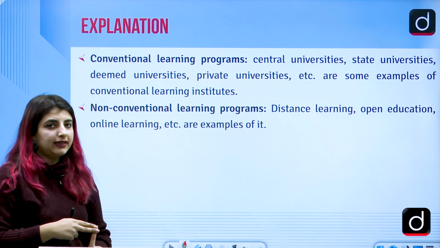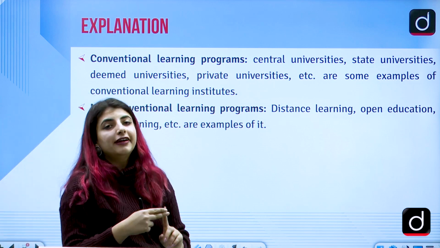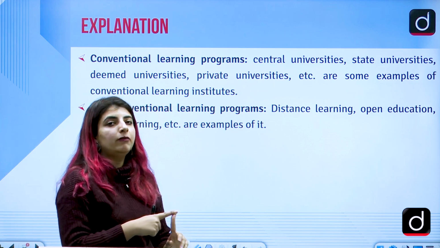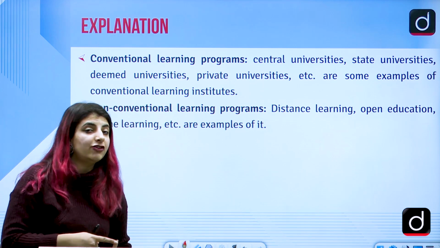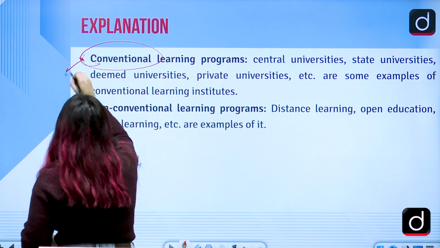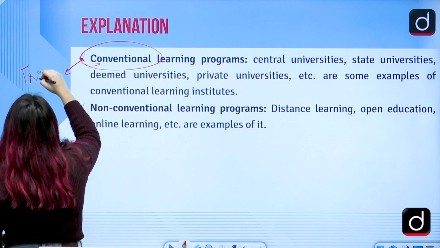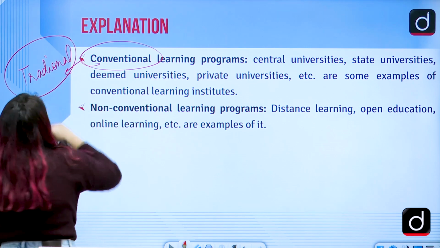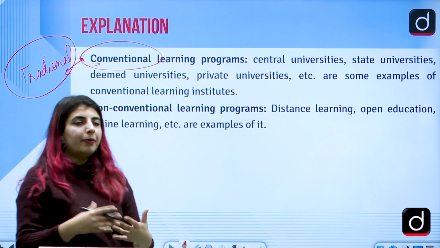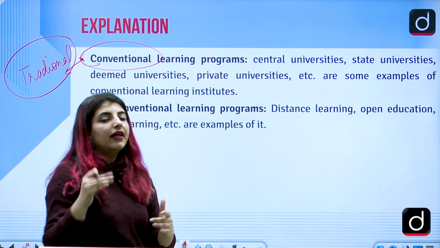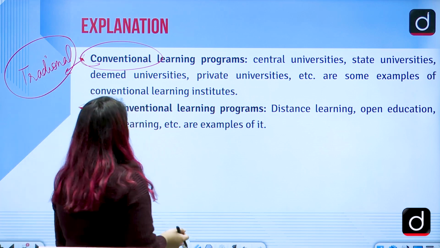Now we have two things here. We talked about the conventional, we talked about the Oriental part. If we talk about the conventional learning programs and the non-conventional learning programs, conventional learning programs, as the name suggests, are something which are traditionally there, right? So any teacher teaching with a board, pen, paper, chalk, etc. in the classroom, just delivering lectures, that is a traditional thing, that is a conventional thing.